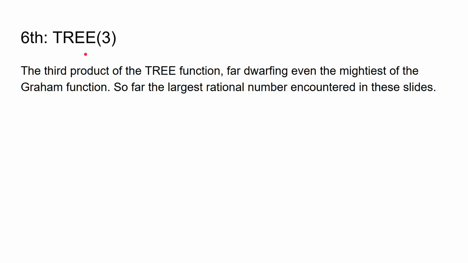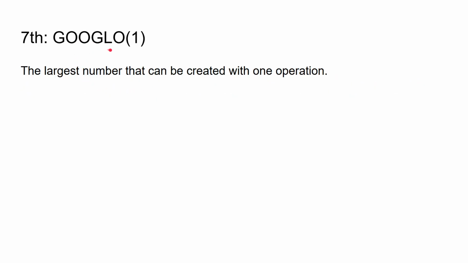So, 7th is Googlo 1. The Googlo 1 is the largest number that can be created with one non-recursive operation. There are no functions allowed. This is a function that I've created by myself. Plexico 1 is the largest number that can be created with one non-recursive function. It's basically just mimicking the strongest function that exists.